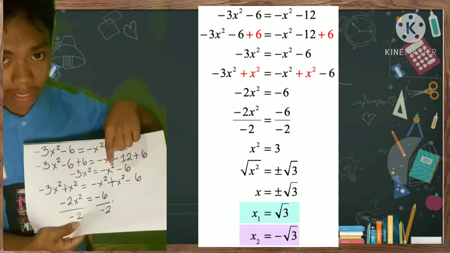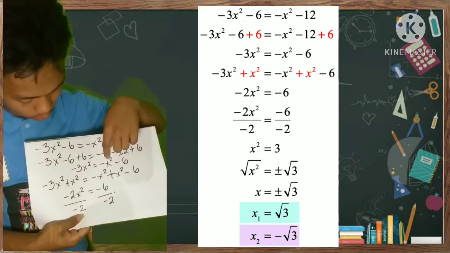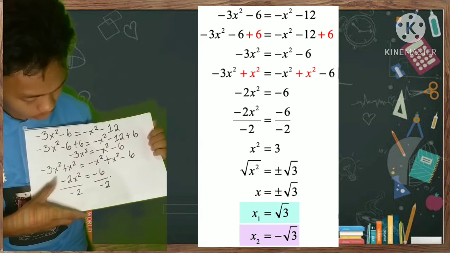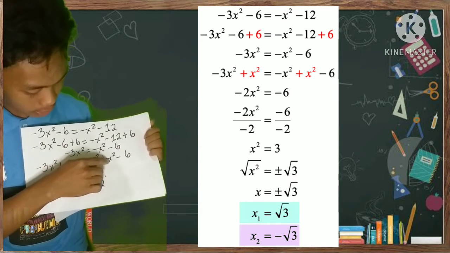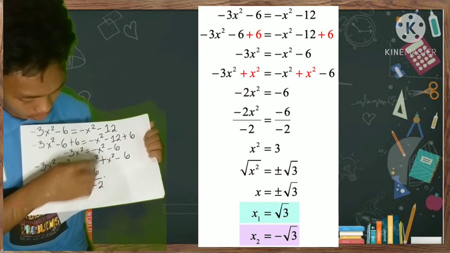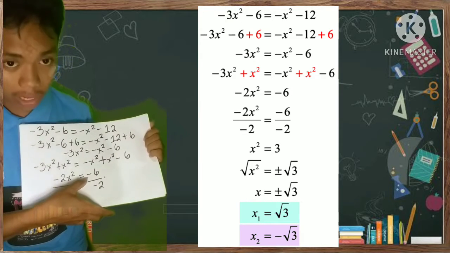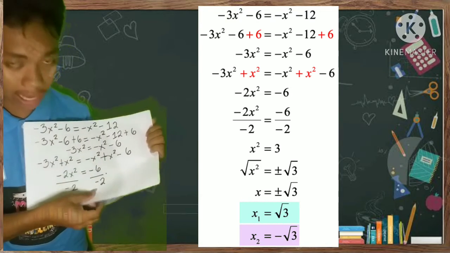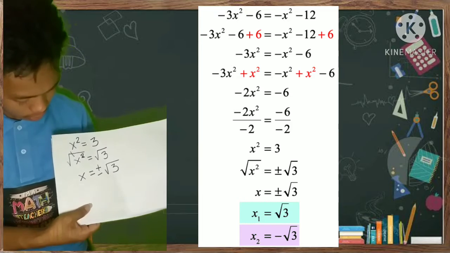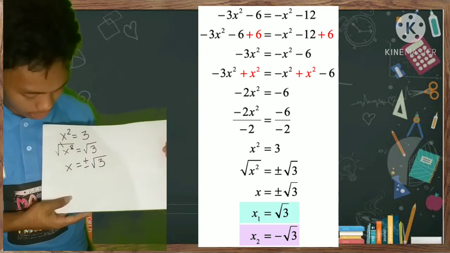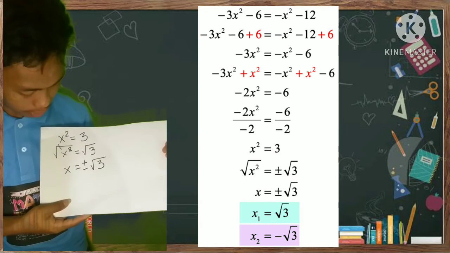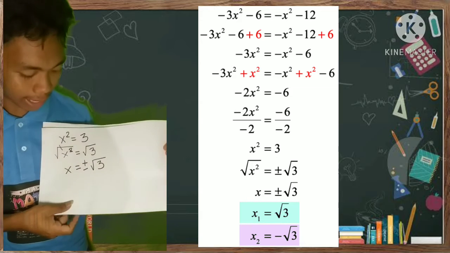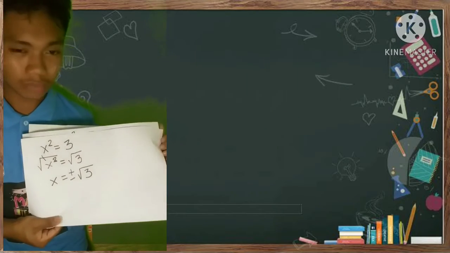Then, the second step, negative x squared. We transpose negative x squared into positive. So negative 3x squared plus x squared is equal to negative x squared plus x squared minus 6. So it becomes 0. So negative 2x squared is equal to negative 6. We divide by negative 2 to cancel out, so negative 6 over negative 2. The remaining x squared is equal to 3. Taking the square root of both sides, the final answer, x is equal to positive and negative square root of 3.